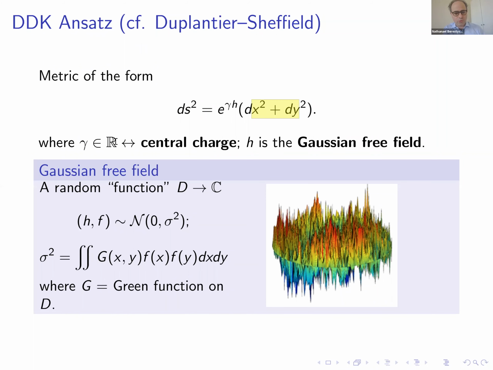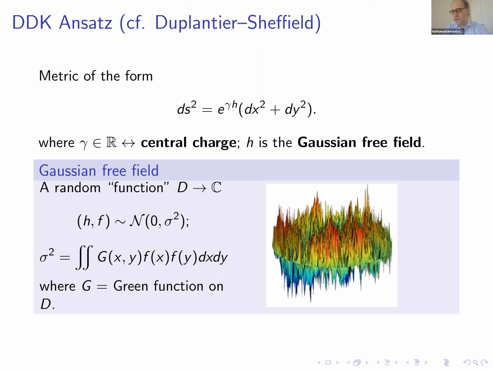Now, what does this mean? Here, first of all, gamma is a parameter. It will be equivalent to what the physicists call the central charge, or what in SLE we call the parameter kappa. So gamma is just a parameter if you want. h is going to be the Gaussian free field. I'll say a word about this. And roughly, what does it mean to say that the metric is e to the gamma h times dx squared plus dy squared?